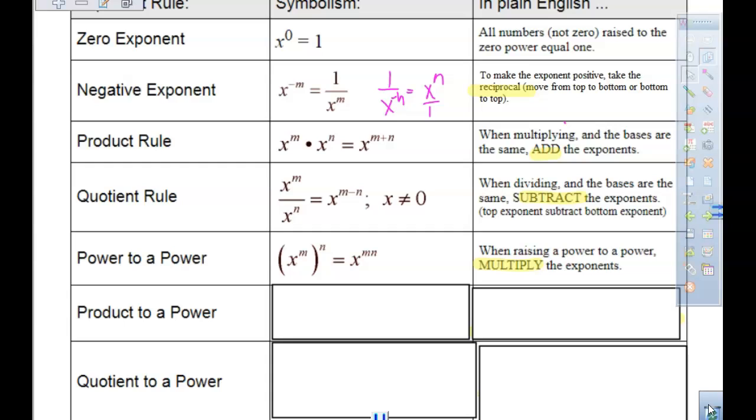Making sure that you know the difference of when you're going to add, when you're going to multiply, and when you're going to subtract. What I'm going to look for on the quiz is that you show me your steps, how you're doing it.